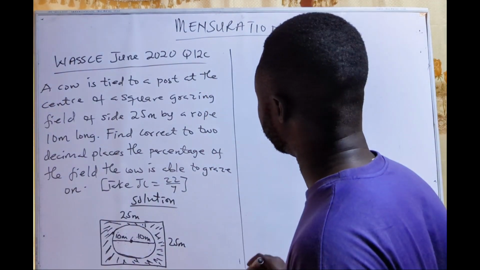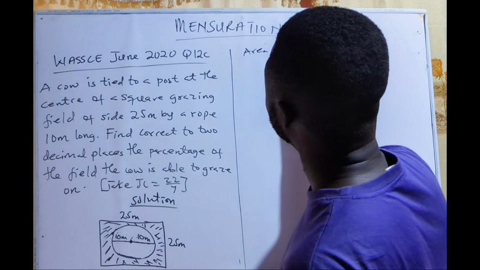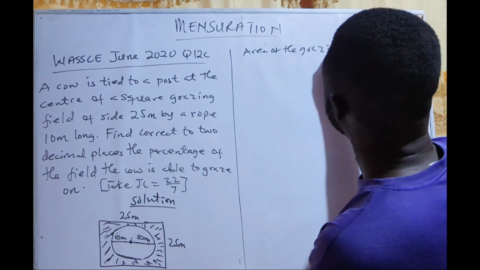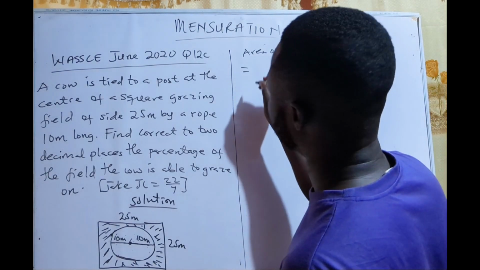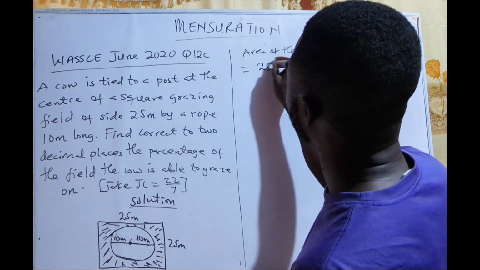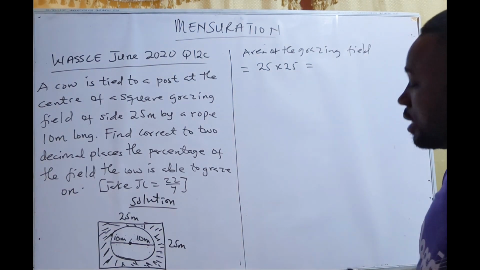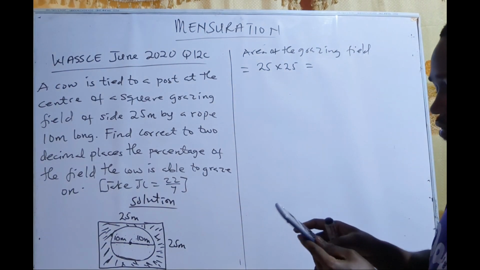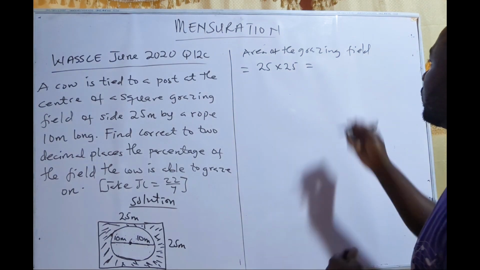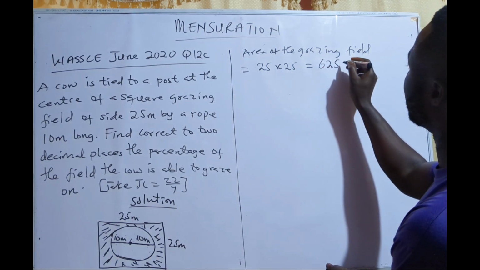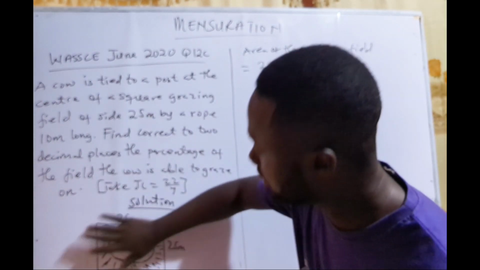So the space will be the area. The area of the grazing field will be 25 times 25. So 25 times 25 will give us 625. So 625 meters square. This will be the area of the grazing field.